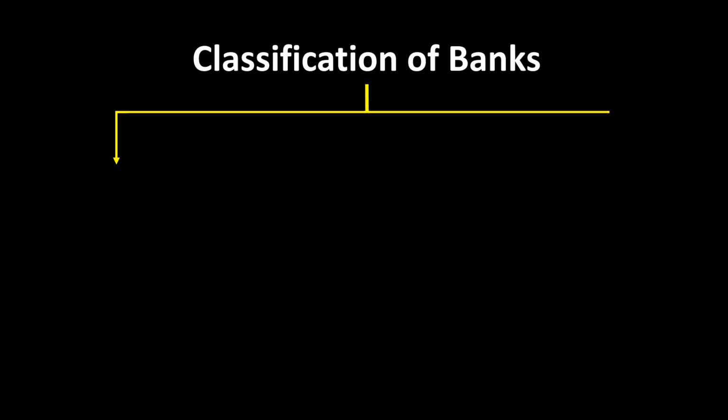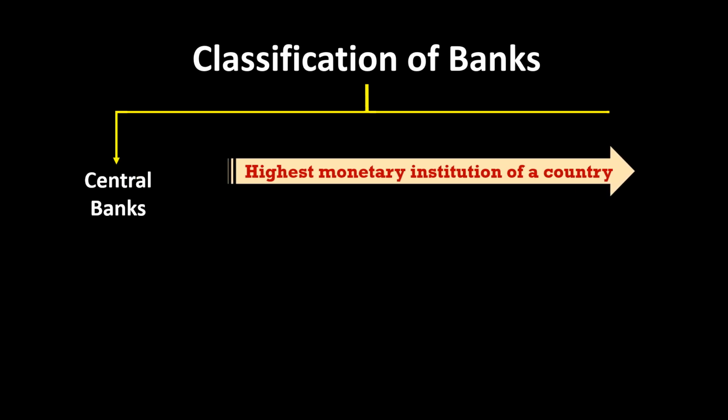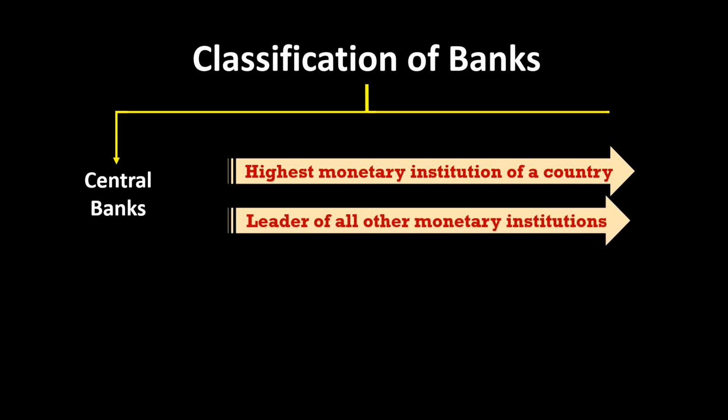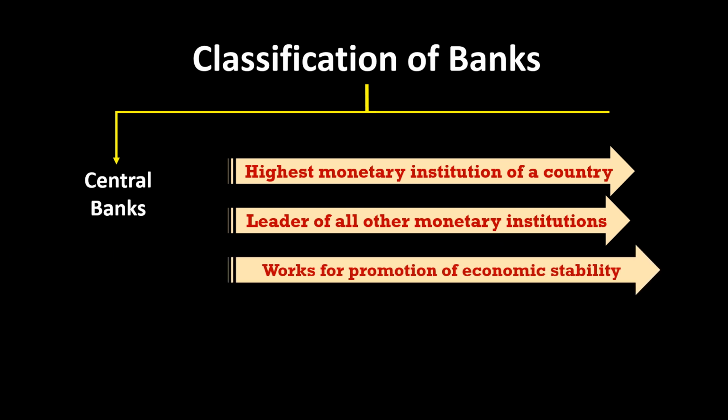The last category is central banks. A central bank is the highest banking and the highest monetary institution of a country. It is the leader of all other banking and monetary institutions found in a country. As it occupies a central position in the banking structure of a country, it is called central bank. And it works for the promotion of the monetary and economic stability of the country. It is not like other banks. It does not work for profits. It operates under state control.